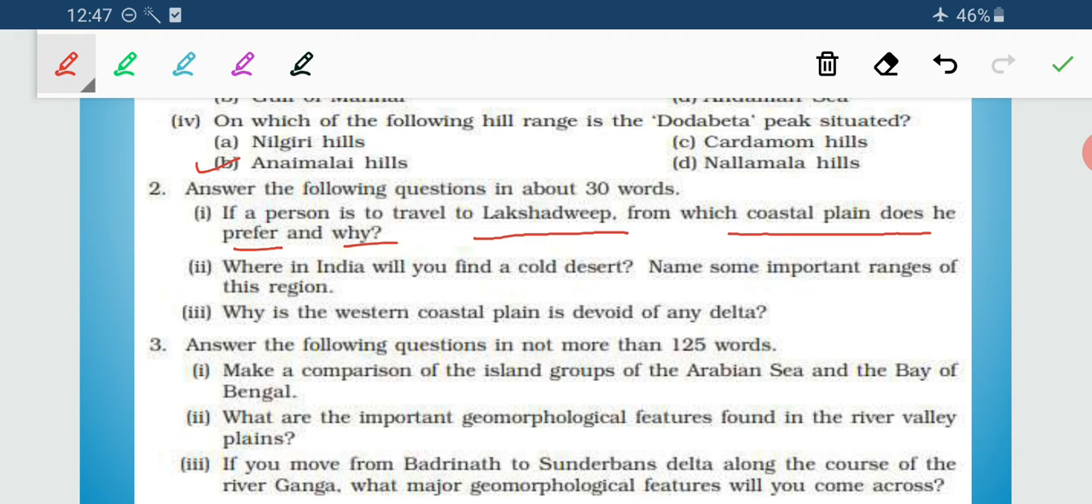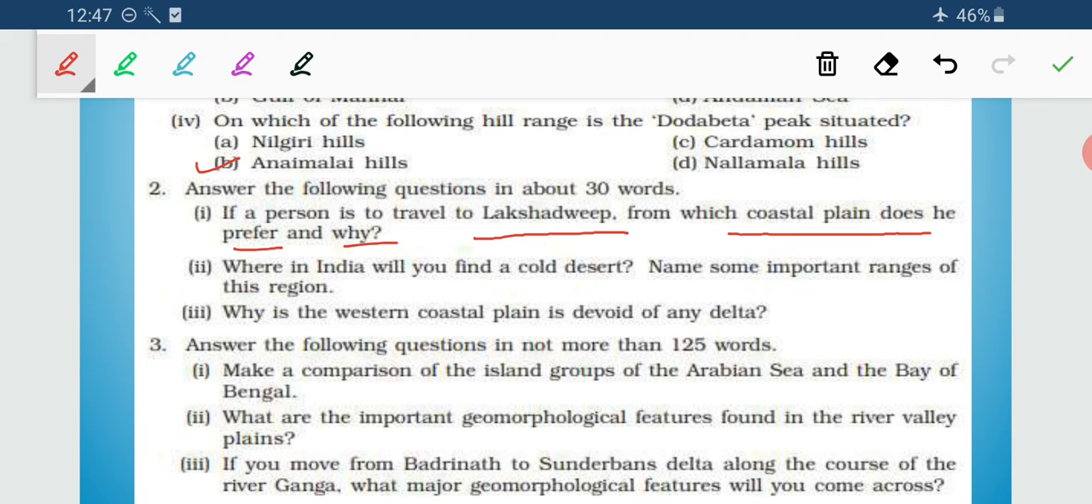Number three, the latitudinal extent and the longitudinal extent will be the third point of difference. Number four, formation: one is formed of coral, another one is volcanic in origin. Number five, how many islets are there? One has 36 islets, another one has 572 islets.